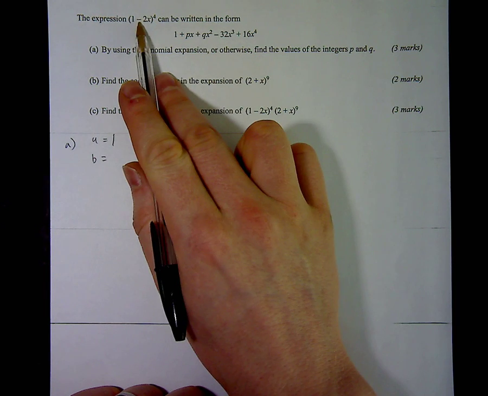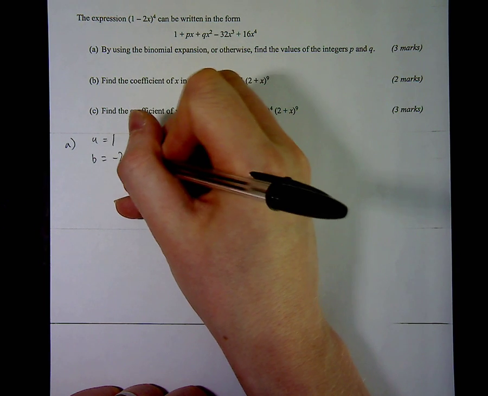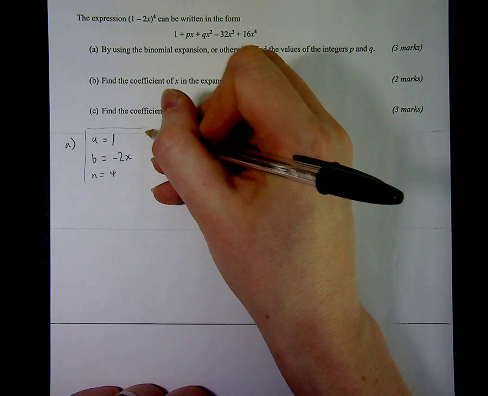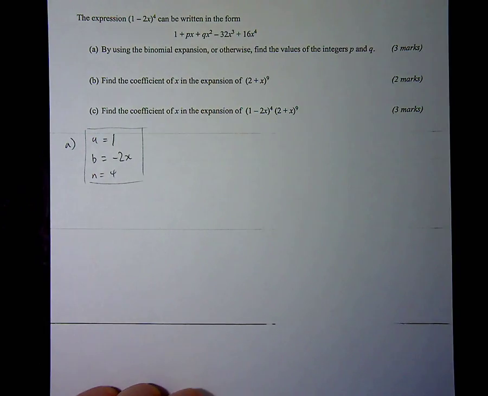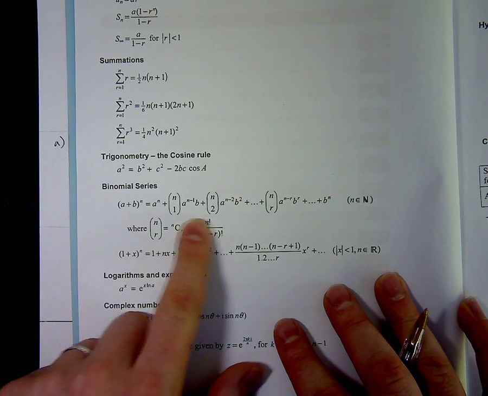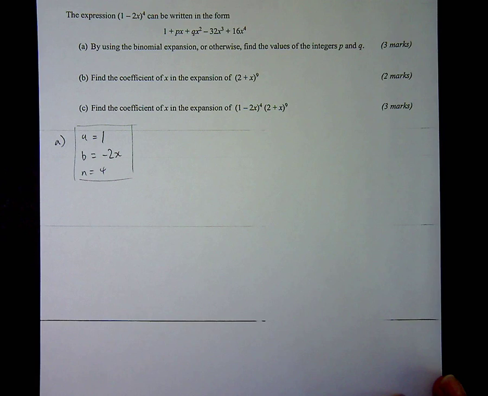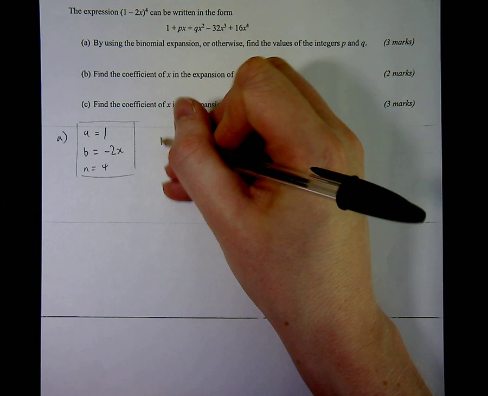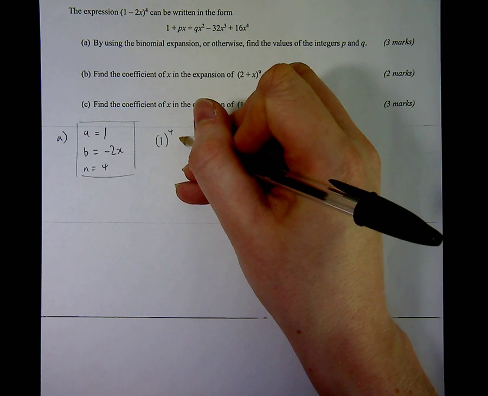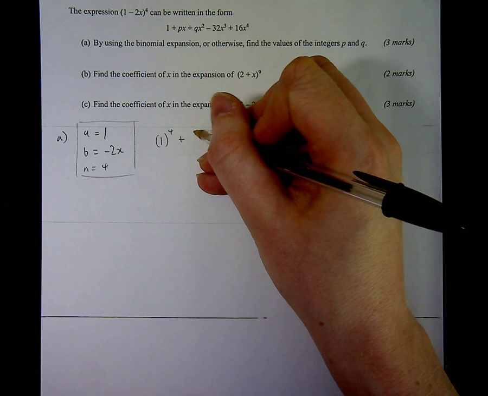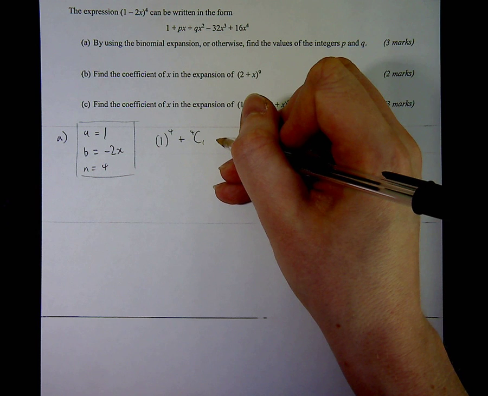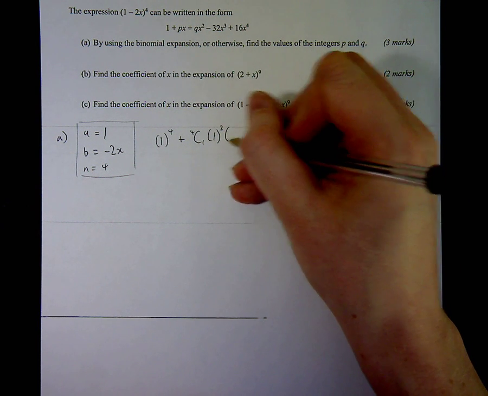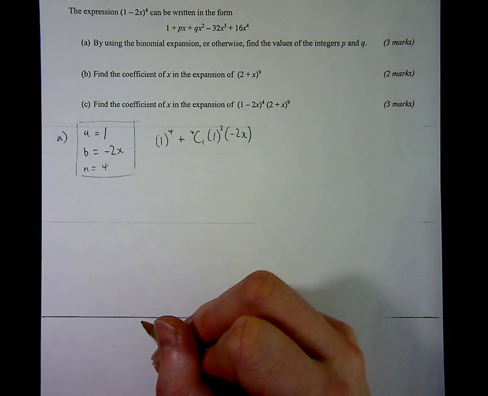b, the second term is negative 2x, make sure you put in a negative if it's there, and n, the power, is 4. So using those, all I'm going to do is substitute them directly into this formula. So I'm going to get a to the n, well, that's just 1 to the power 4, plus n choose 1, so it's going to be 4 choose 1 multiplied by a to the n minus 1, so that'll be to the power 3 this time, multiplied by b, which is negative 2x.